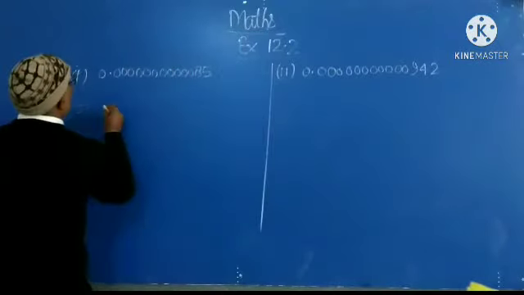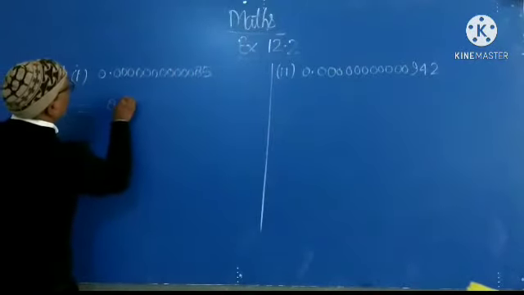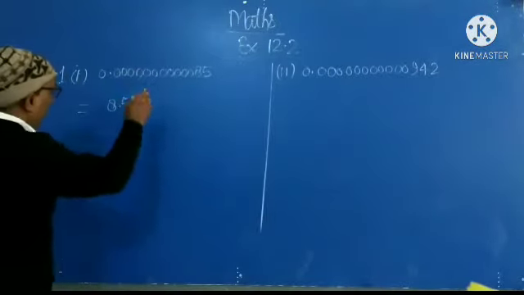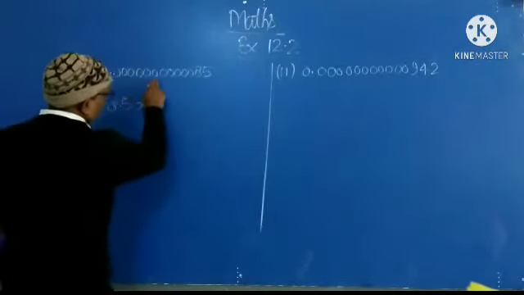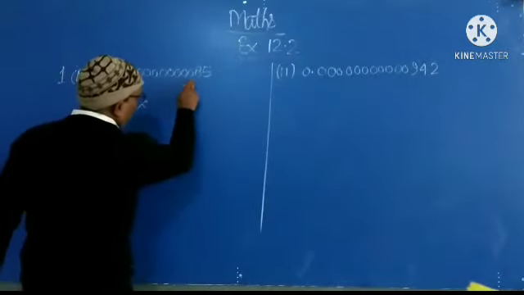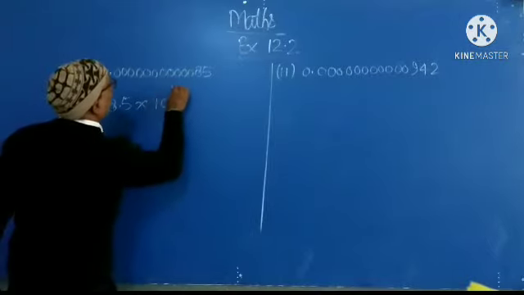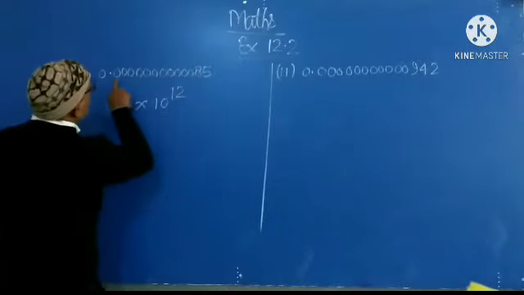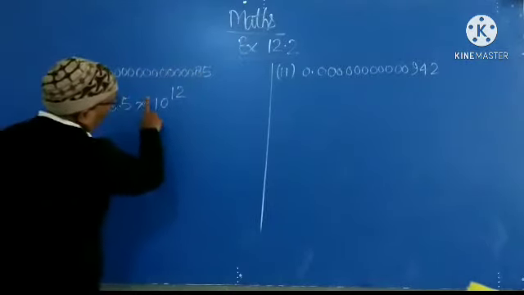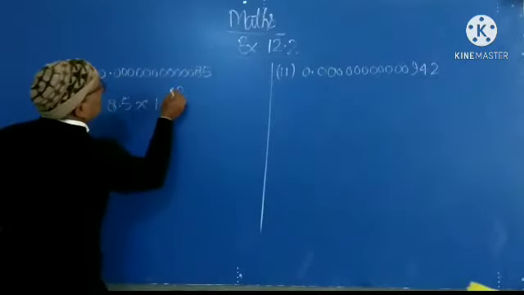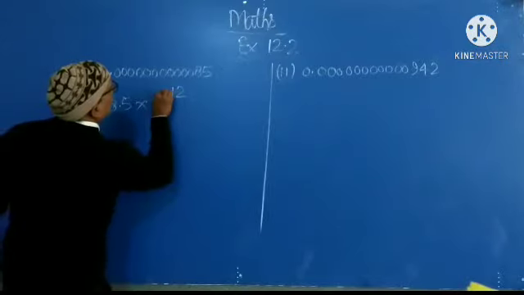This means you write down 8.5. How many digits did you shift this decimal? 3, 6, 9, to 11 and 12. This means you write 10 to power 12. And since this is shifted to the right side, this means the power sign is negative.